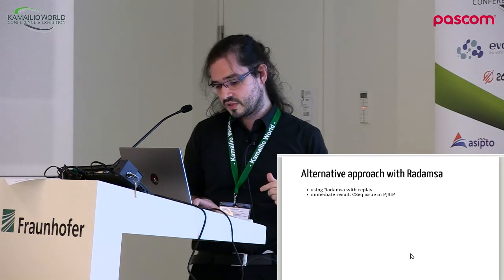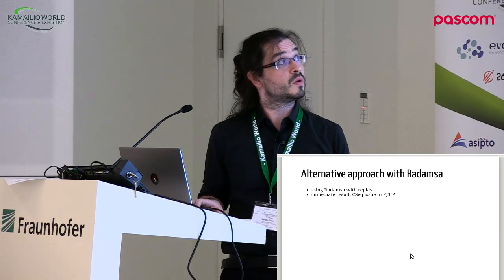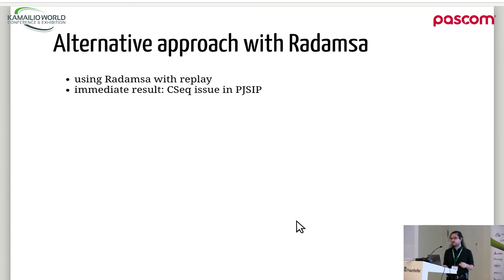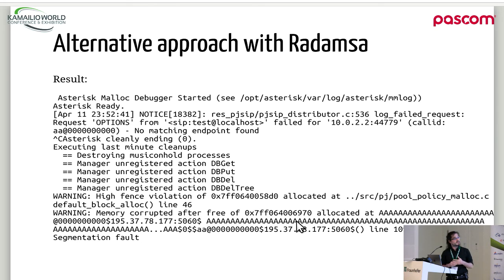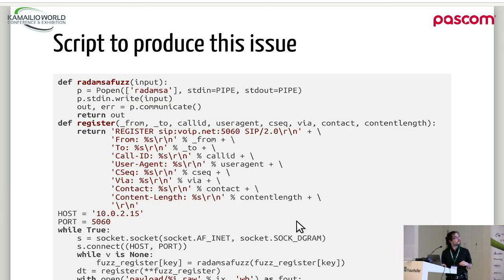So we started using Radamsa with just replaying SIP packets, and we immediately had a result. So if you feed this to PJ-SIP, which came out of Radamsa, you get a crash in asterisk running channel PJ-SIP. You can't see the script here, but it's very simple stuff. So you have a register message, and we're feeding it to Radamsa and just sending more and more, not even caring about SIP itself. Just replay.